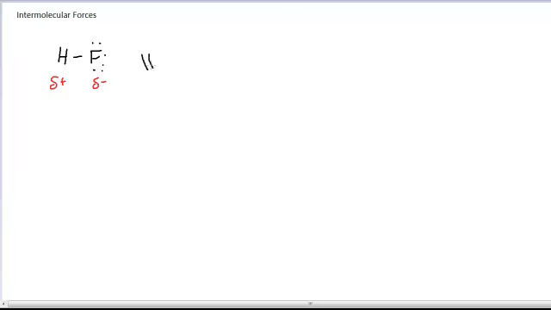In a sample of HF in a container, I'll have lots of these molecules floating around, bopping around. We will see this force of attraction between the partial positive of one side of one molecule and the partial negative of a second molecule, just like we saw with the HCl. So we'll see intermolecular forces, these forces of attraction between two different molecules.